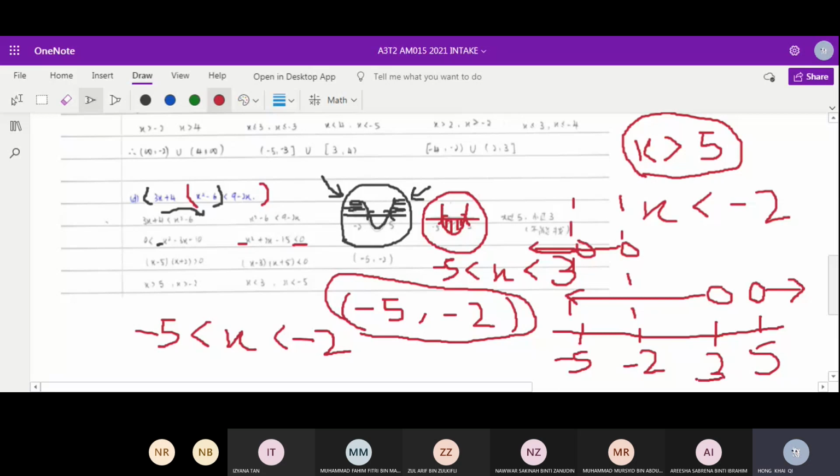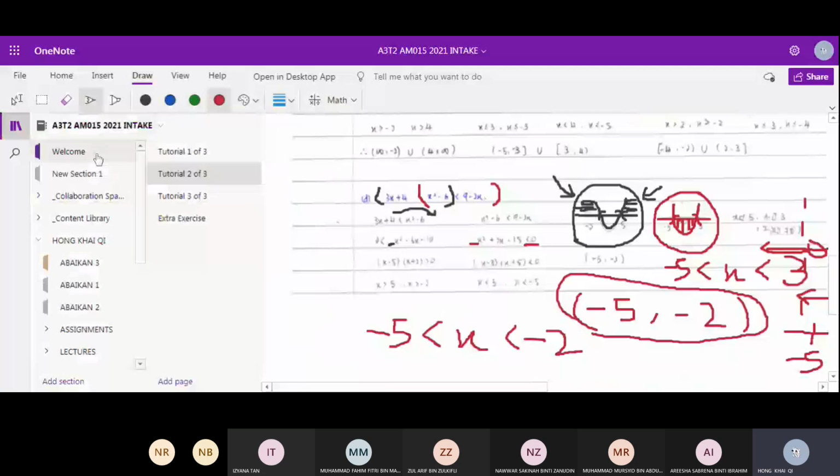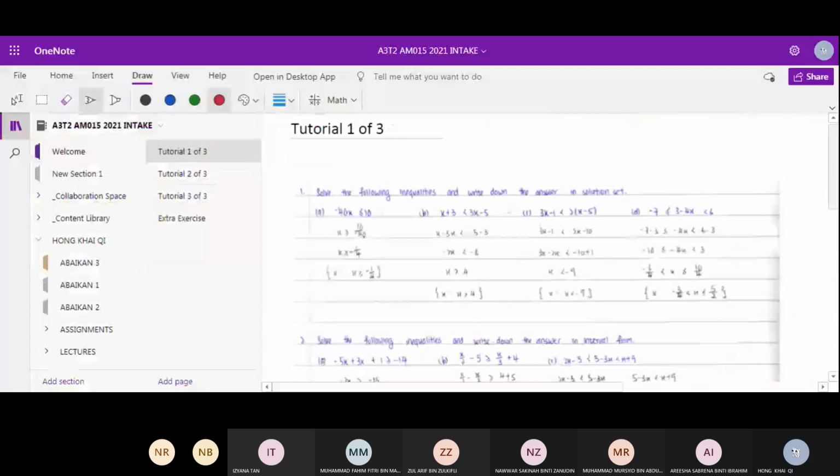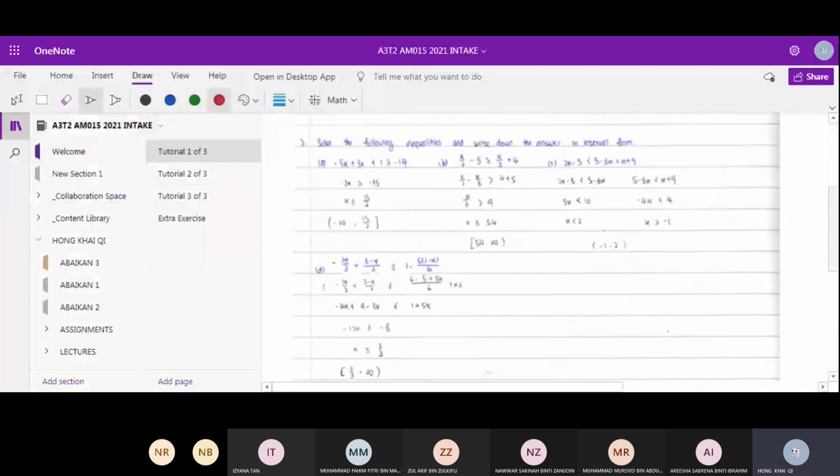So, any other questions? Ada. Mana? Cuba tunjuk yang tutor 1 soalan 2D. Tutor 1, 2D. Okay, this one. This one?